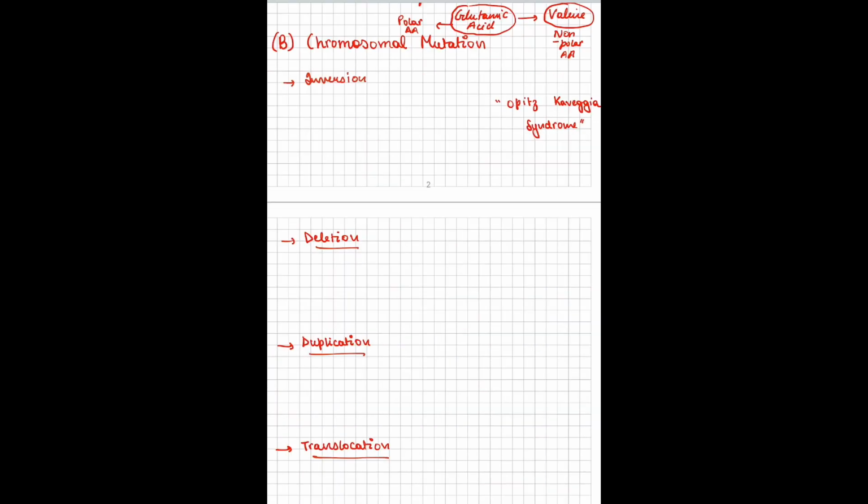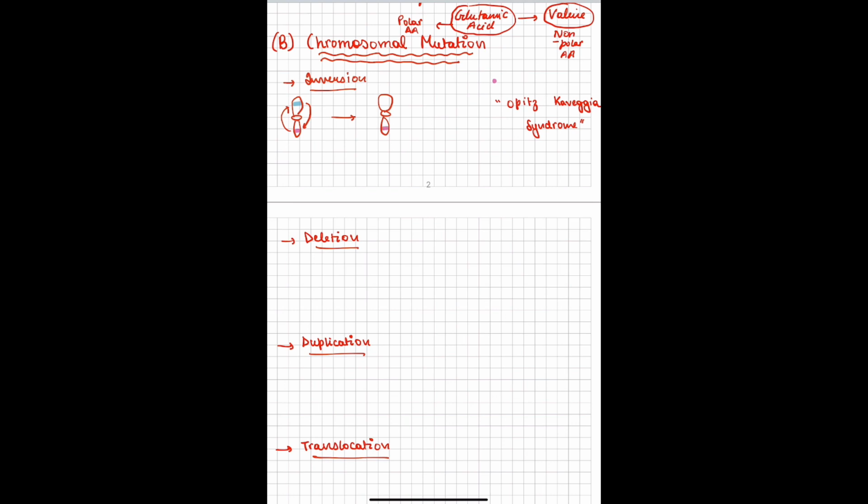Now let's talk about another type of mutation, that is chromosomal mutation. In this type of mutation, one gene is not affected, but an entire segment of chromosome is affected, which may include many genes. There are 4 mechanisms by which chromosomal mutation occurs: inversion, deletion, duplication, and translocation. What happens in inversion? Suppose this is your chromosome, and this is one segment of DNA, and this is another segment of DNA. What will happen is that this segment of DNA will shift. Then what will happen?